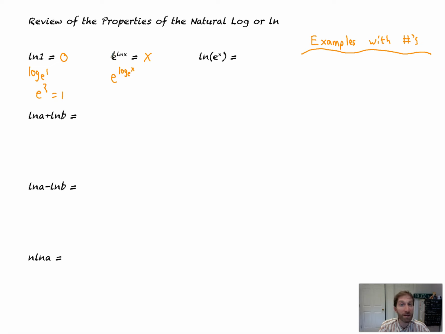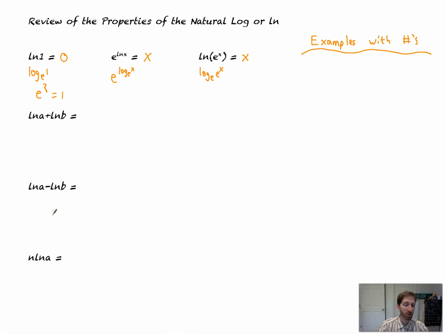Or you could just say they're inverses of each other, and e and ln undo each other, right? They completely undo each other. Same thing here, it's going to be x. Again, you've got log base e of x. What you're saying is e to the what gives me e to the x. e to the x gives me e to the x, or again, ln and e to the something are inverses. They undo each other, leaving us with x.